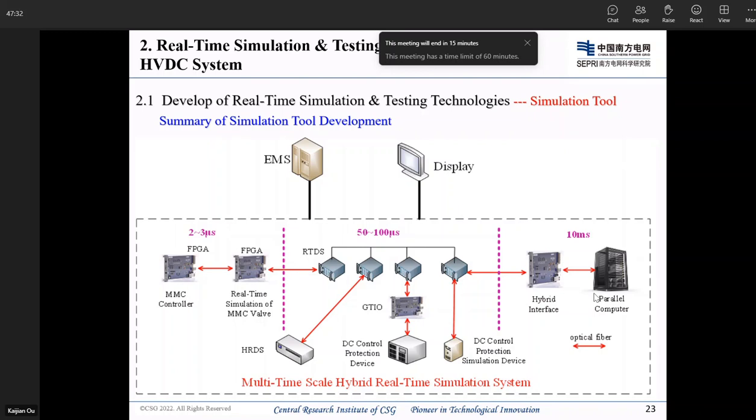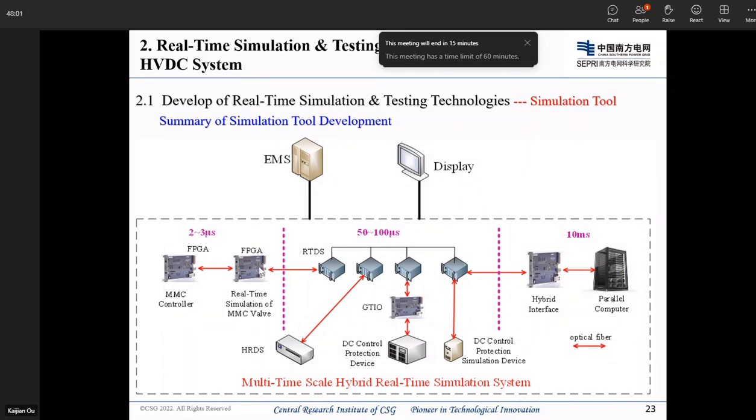This time step is for TS simulation, and its time step is normally 10 milliseconds. All three kinds of real-time simulation can be connected together in the same simulation platform.